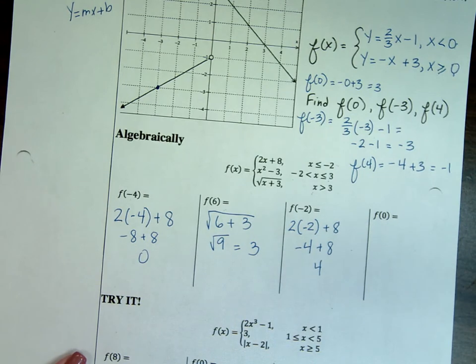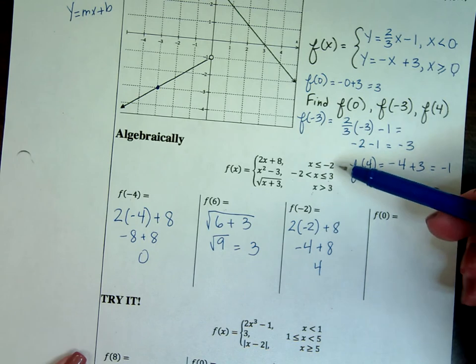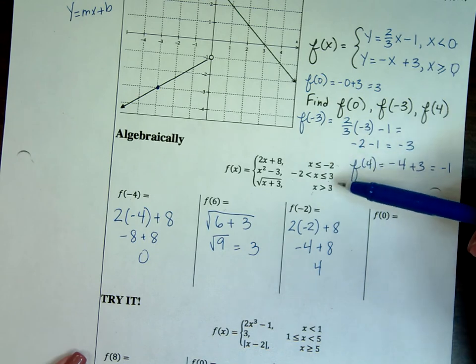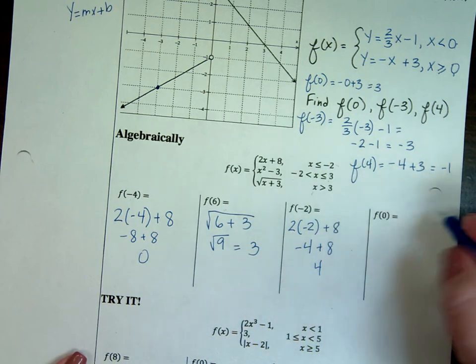And then I'm going for 0. If I'm a 0, where am I? Am I less than negative 2, between negative 2 and 3, greater than 3? I'm in the middle. So I'm going to use the middle equation, x squared minus 3. 0 squared minus 3 is just a negative 3.